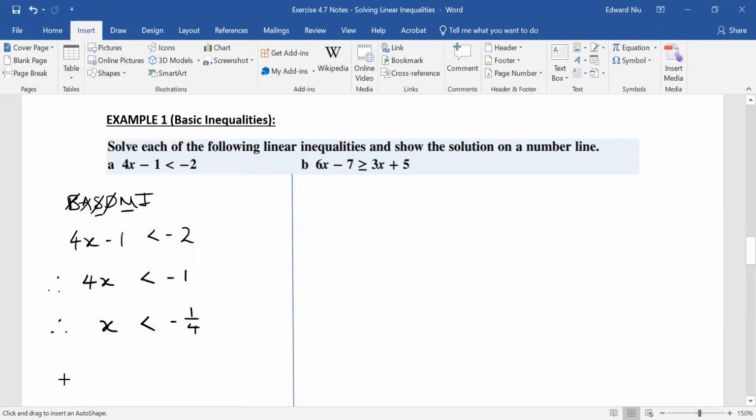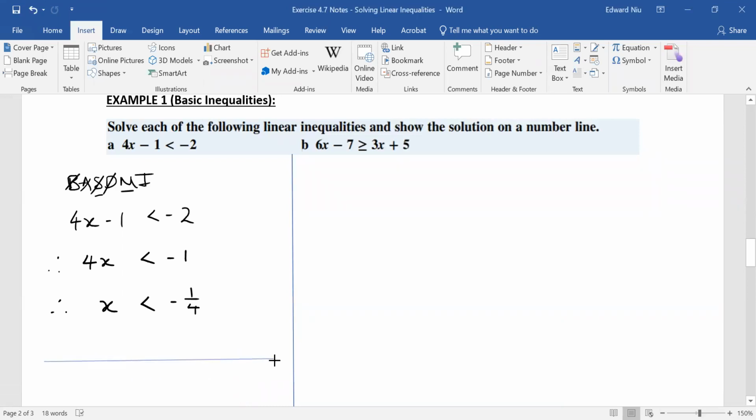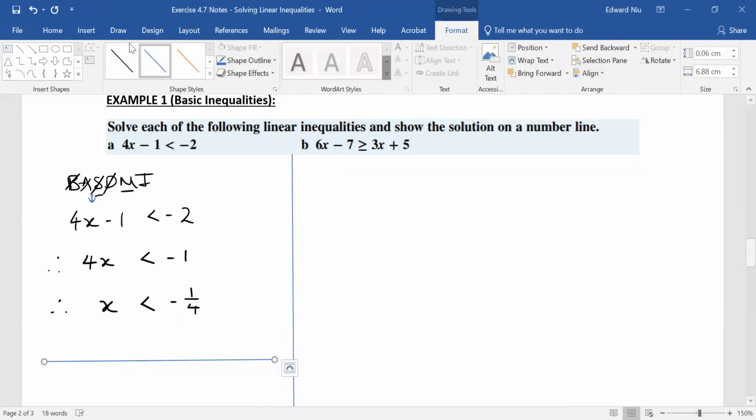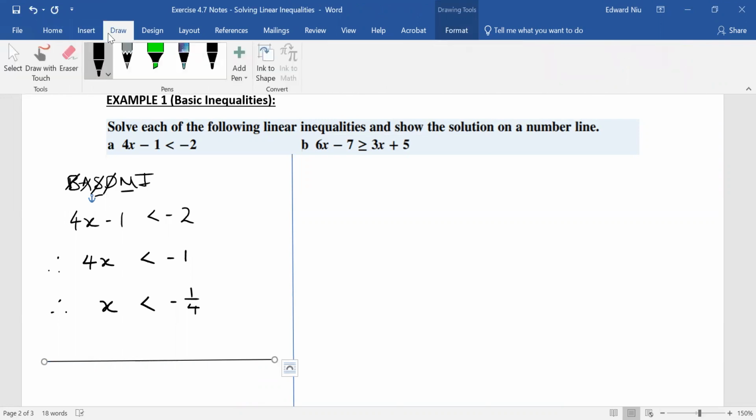To put this on a number line, we just need to draw a line like so. That looks roughly even. Let's make it a black line. Notice how it's not equal to. So let's say this point here is 0. -1/4 could be right here. And x is less than, so we have an open circle and we draw an arrow this way. And that's all we need to do. We don't need to label the rest of the line.